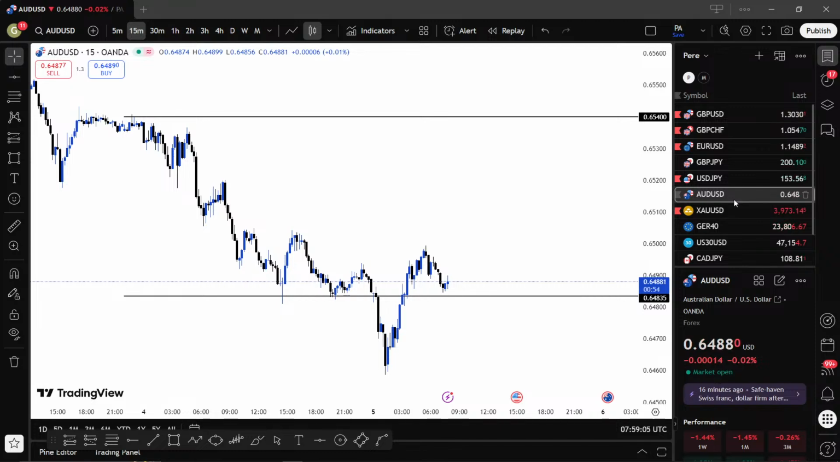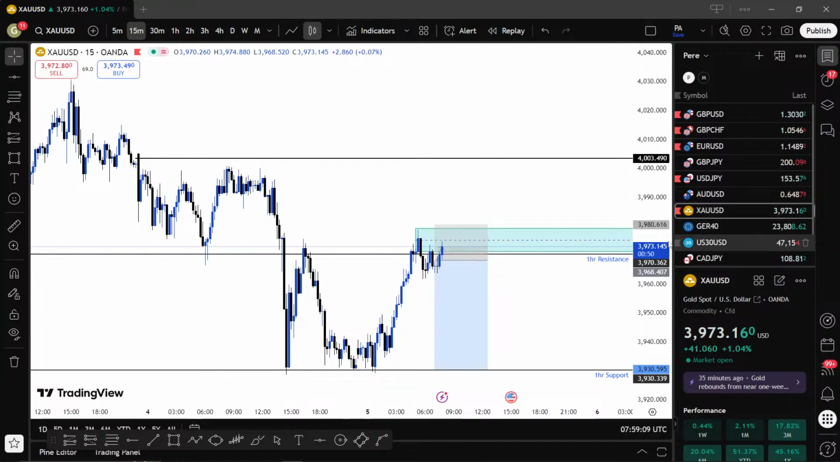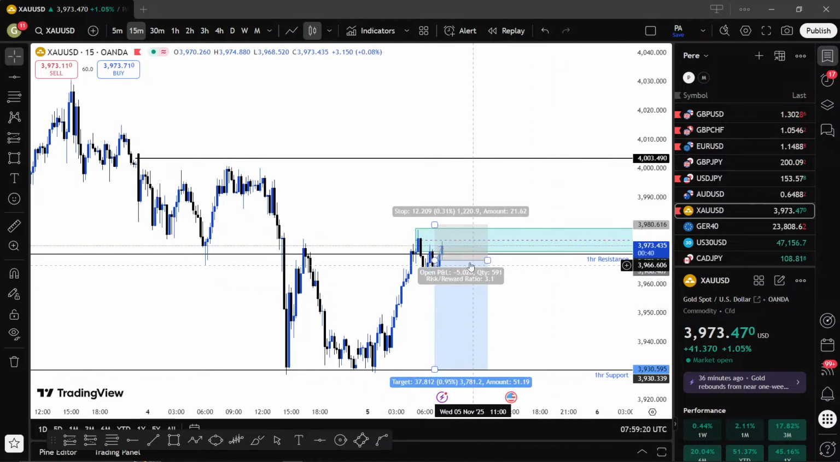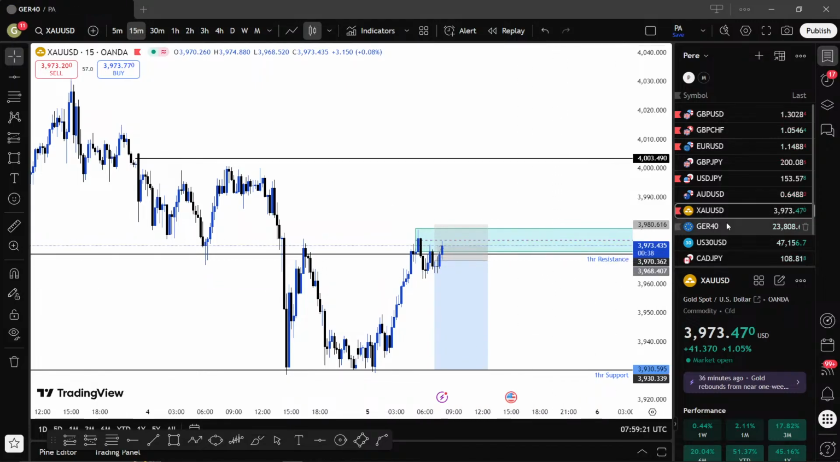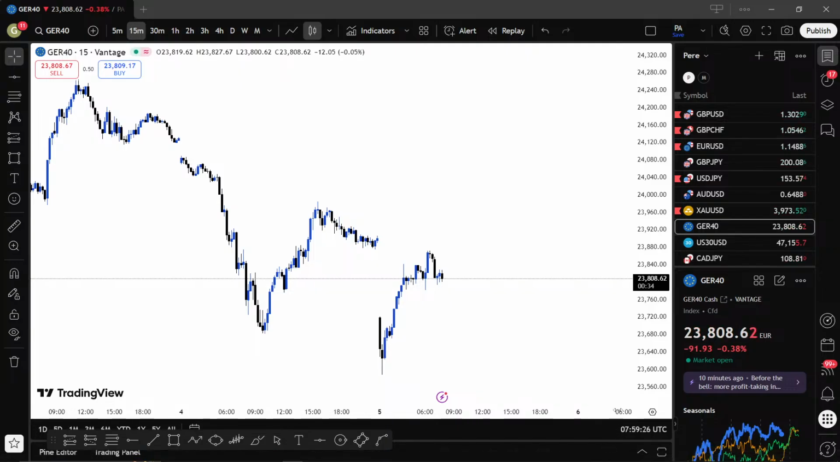AUD USD, I said we should just kick it to the side. And this gold, I actually asked you to buy gold at 3,973, and the market is at 3,970. You can see the market is at 73 now. So meaning we are in a bit of loss, but no problem. This is good. We are about to enter the London session, so there might be some good moves for us.